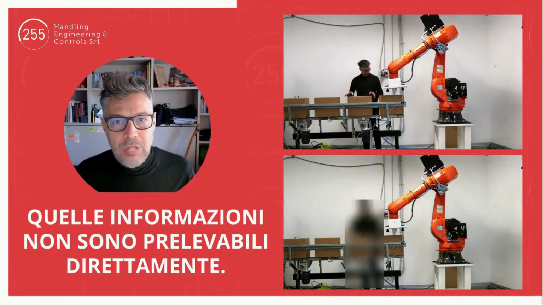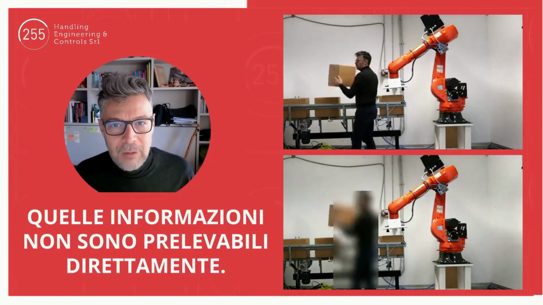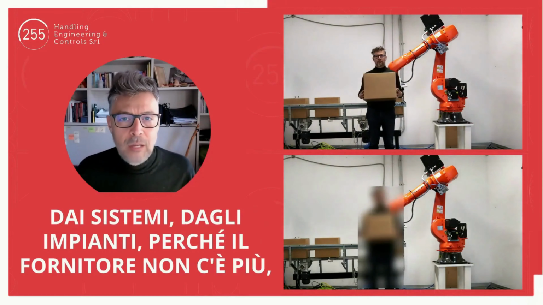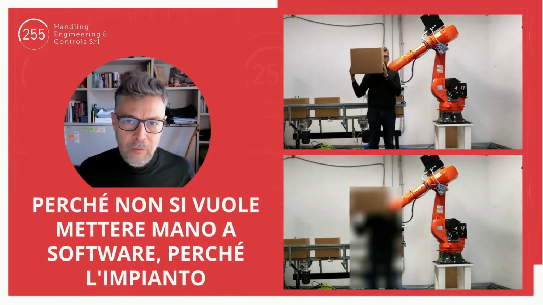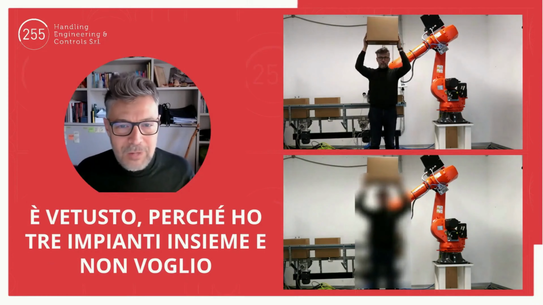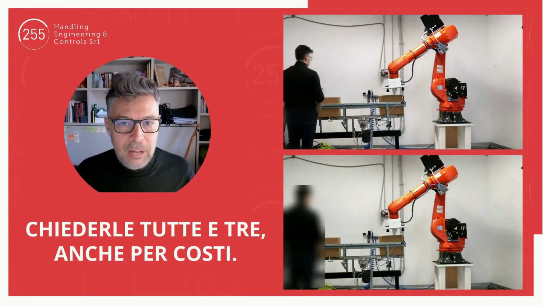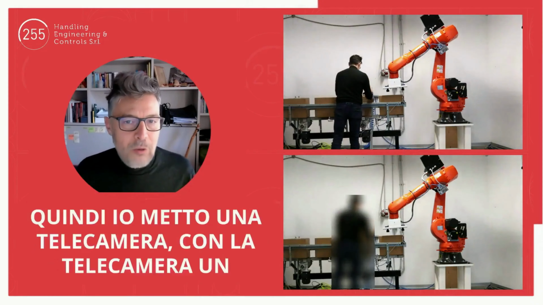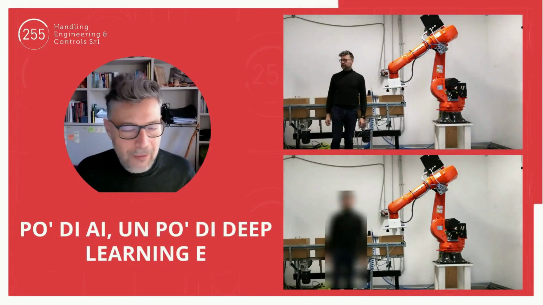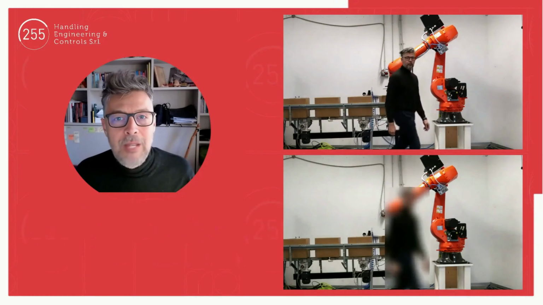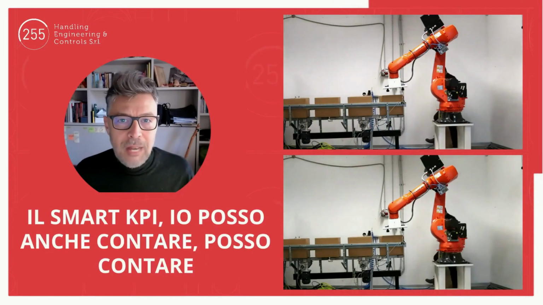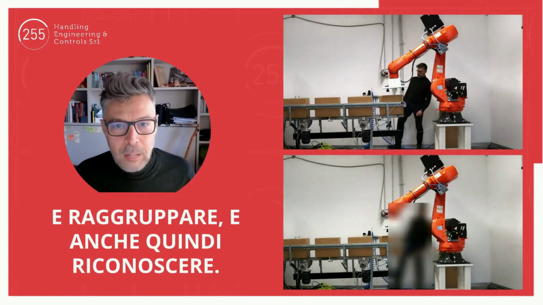Where that information cannot be directly taken from the systems, from the equipment, because the supplier is no longer available, because there is no intention to modify software, because the equipment is outdated, or because I have three pieces of equipment together and I do not want to ask all three, also due to costs. So I set up a camera with a little AI, some deep learning, and the smart API. I can also count. I can count and group and also recognize.